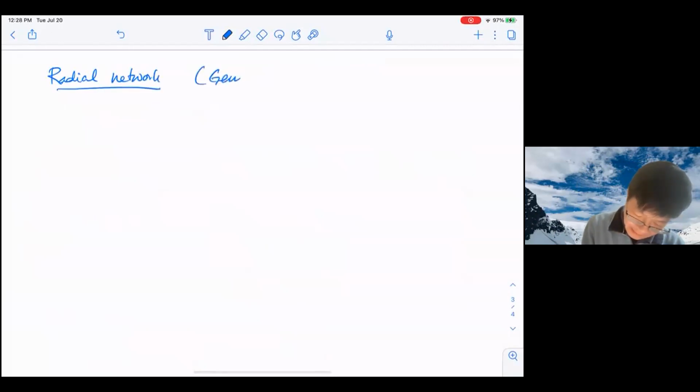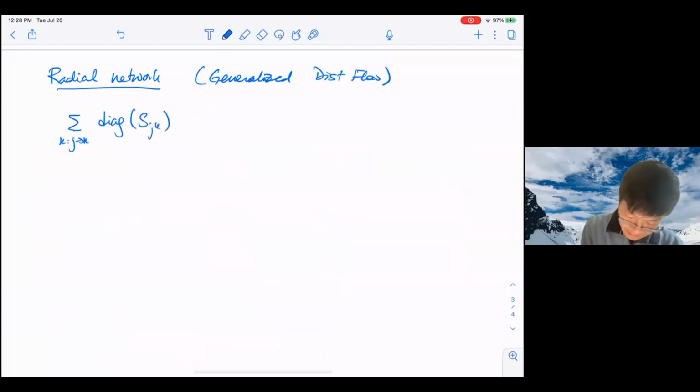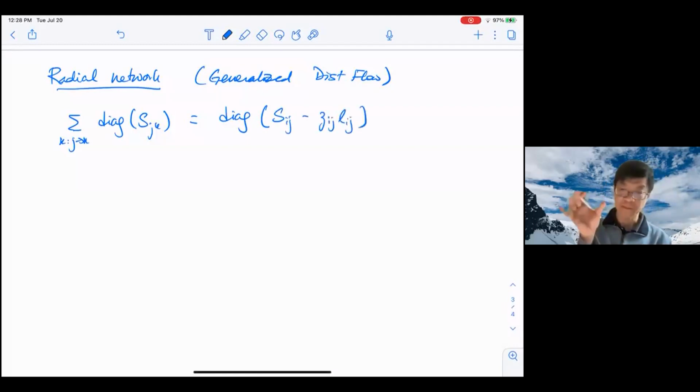And we have generalized disk flow. Okay. It looks like this. So the first equation is the same. You have a diagonal of S_jk equals diagonal of S_ij minus Z_ij L_ij. So these are 3x3 matrices. You take the diagonal, you get a 3-dimensional vector plus S_j, just like before.